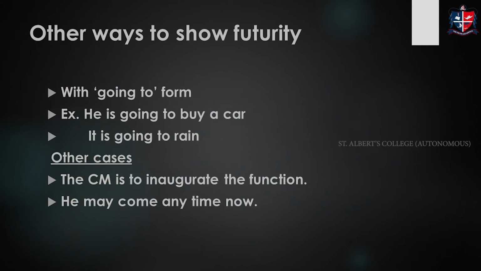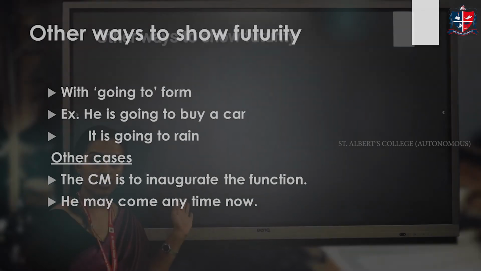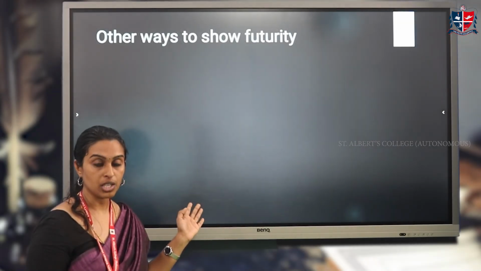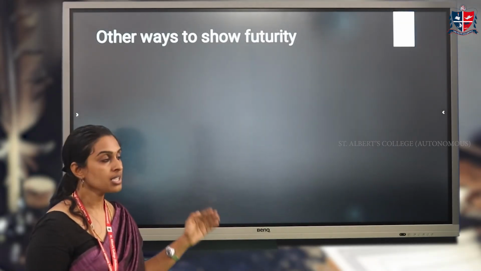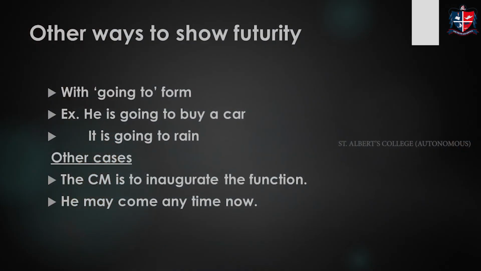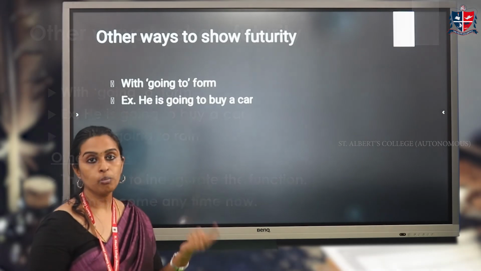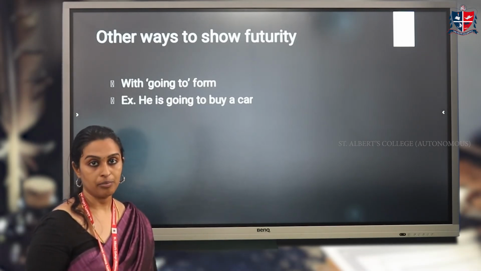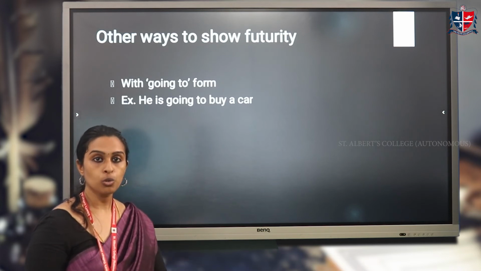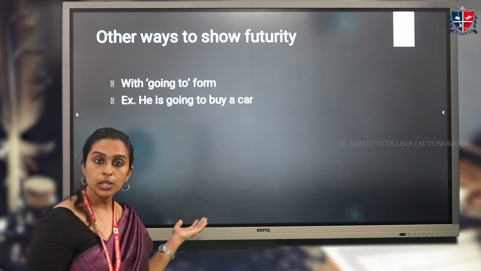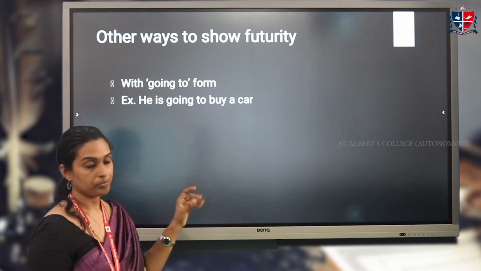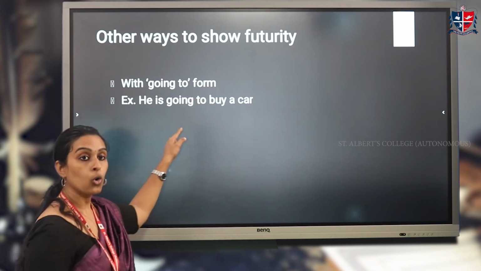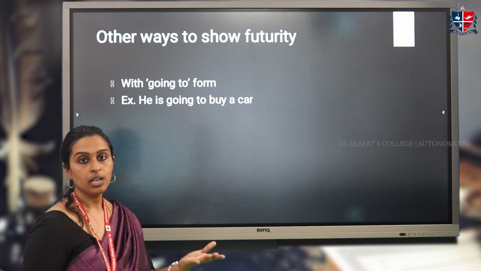The next one is other ways to show futurity that I have also described in the colored future, but there are certain exceptions. We can find it in this slide with the going to form. Example, he is going to buy a car. That also shows a futurity, but without the use of the verb form will. So by adding the going to form also, we can show a futurity.